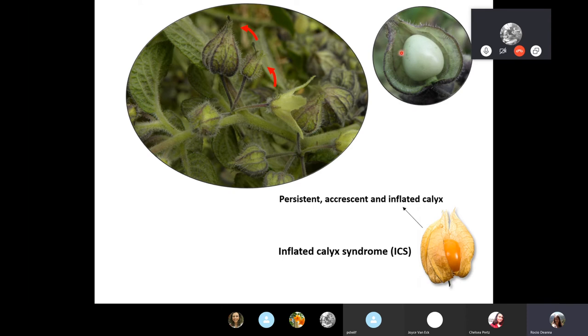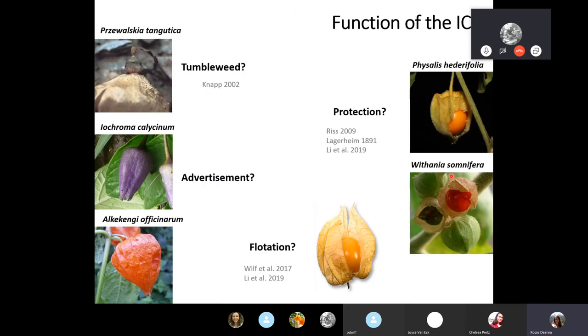So something interesting here is, what is the function of this persistent accrescent and inflated calyx? There are several hypotheses about the function of this trait. For example, in the endemic Tibetan genus Przewalskia, the unit of inflated calyx plus this dry fruit, which is a capsule, acts as a tumbleweed, scattering the seeds as it blows. Other species have a colorful calyx like this, like Iochroma calycinum. So the function could be advertisement to promote the dispersion of these fruits.